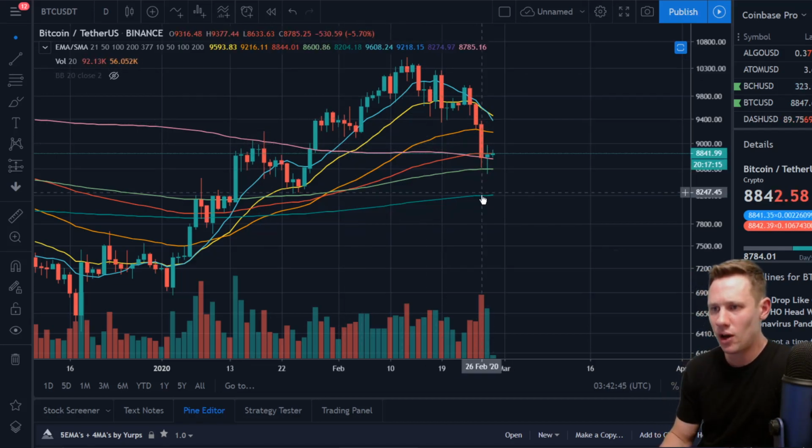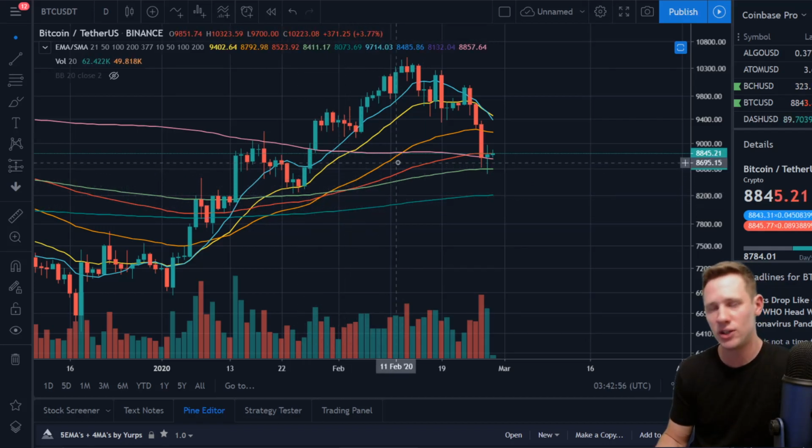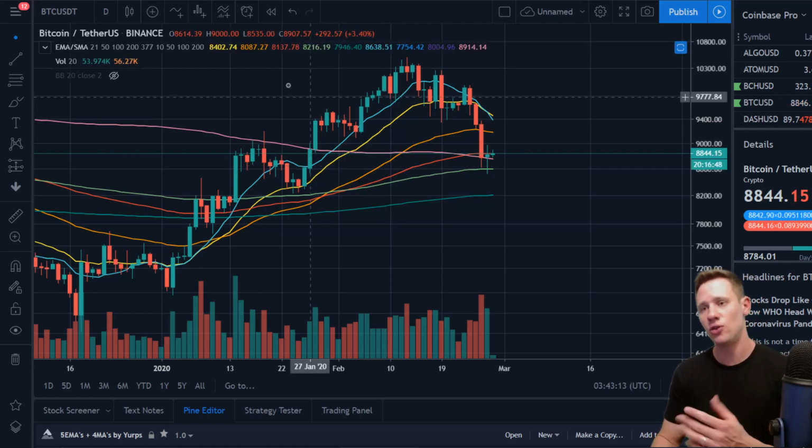Also, we can look at, so if you had, look, the 50 EMA crossed above this light green 200 EMA. When the 50 EMA crosses over the 200 EMA, that's a golden cross. If the 50 EMA crosses beneath the 200 EMA, that's a death cross. You can also have a golden cross and death cross on the simple moving averages as well. So that would be the 50 simple and the 200 simple.